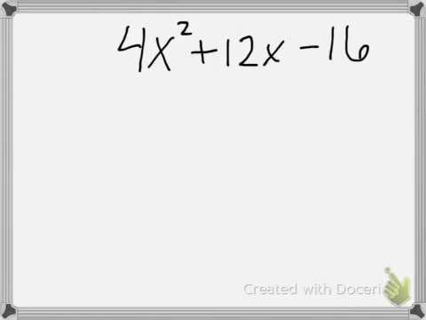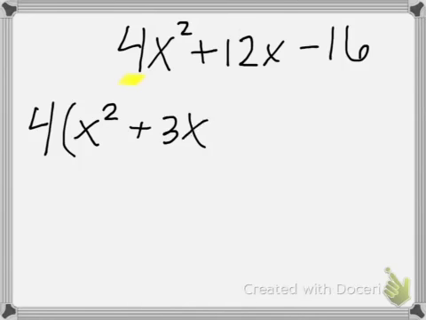Okay, so this problem is a harder problem because you have the 4 right there, so you have to take that away. You look at all these numbers, the 4, the 12, and the 16, and you can take 4 out of each one. So you take a 4 out, and then you're left with x squared plus 3x minus 4. From there, you just do what you normally do: you look for what multiplies to get 4 and what adds to get 3.